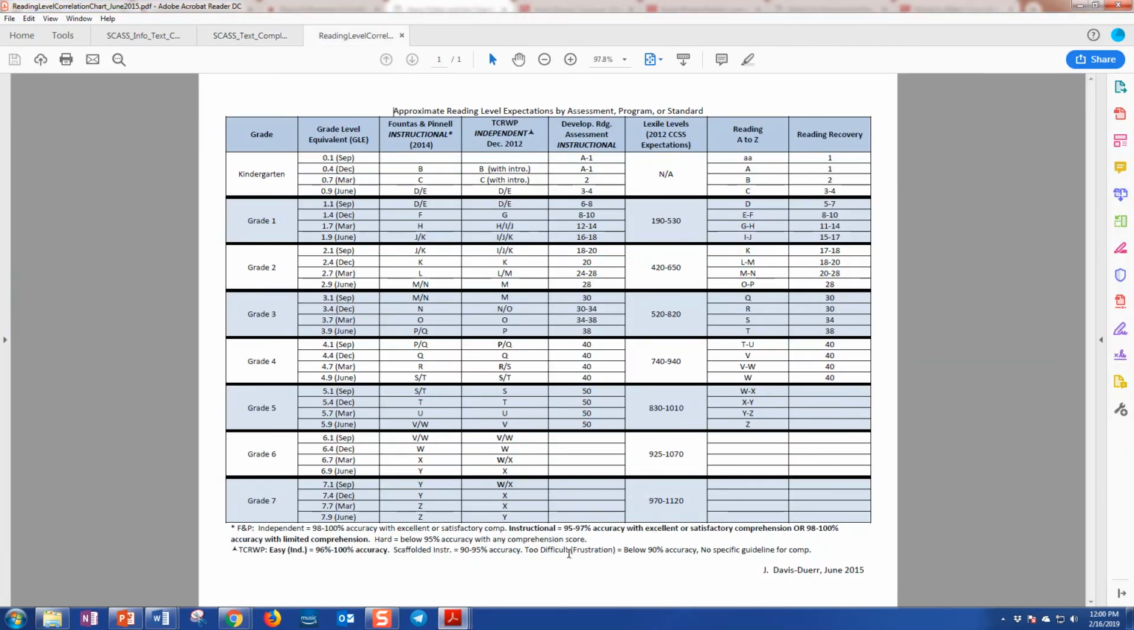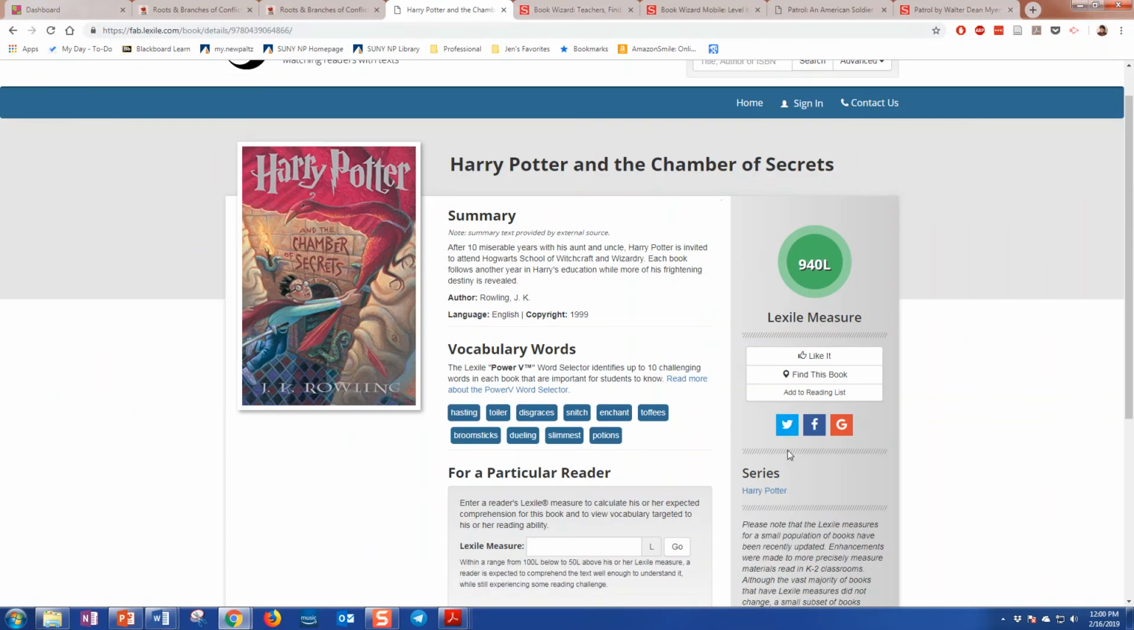So 940L, if we look at this, is in the 6th grade. Now, they have bands, and this is according to the Common Core Learning Standard expectations as of 2012. They amended it a couple of times, but this is within the 6th grade level according to Lexile only. Okay, so remember, that's not taking into consideration qualitative factors, that's just quantitative. Okay, so that's basically how it works.